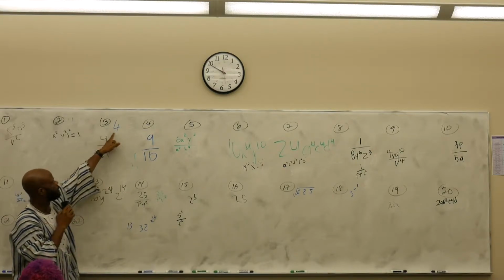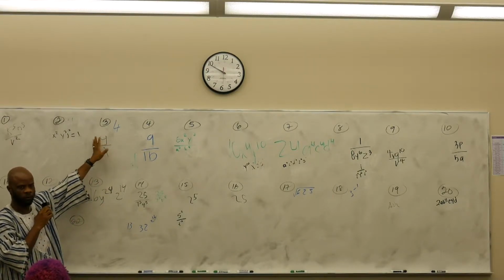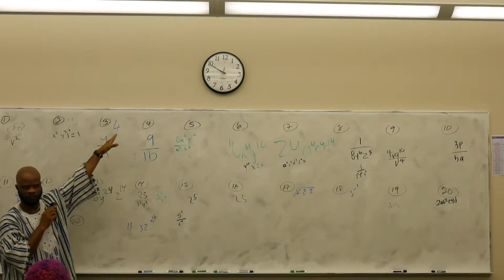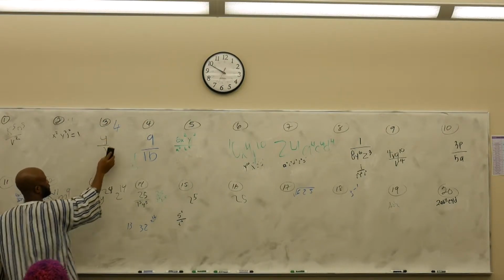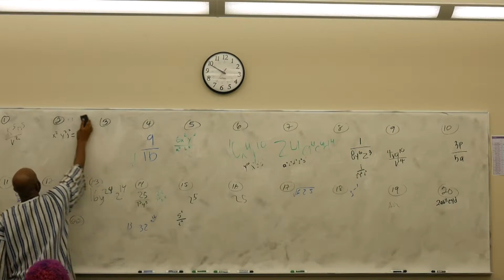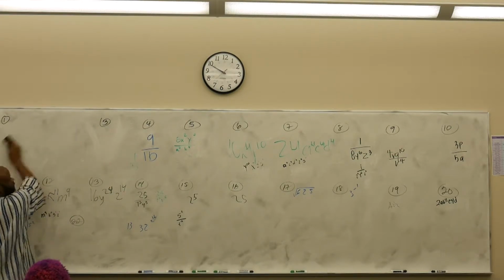Is this a Y or a 4? So 4 over 1 is still 4, right? Okay. No disagreements here.